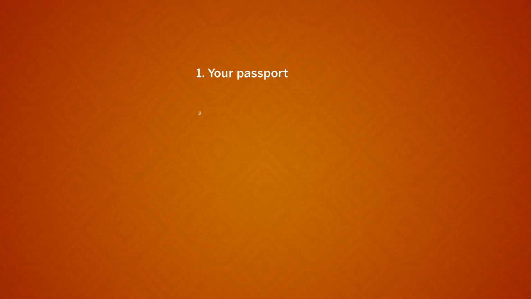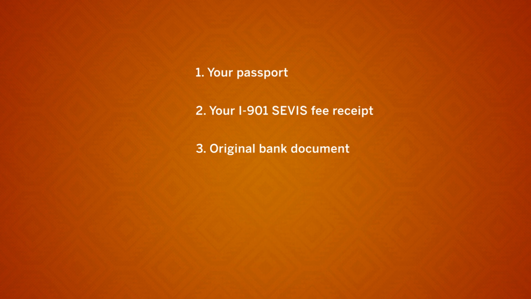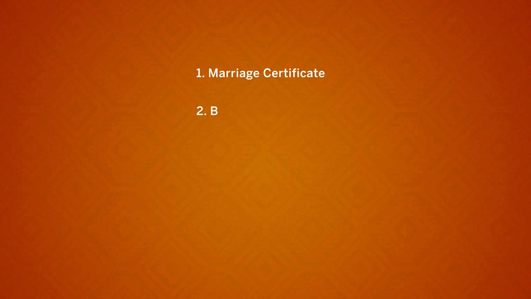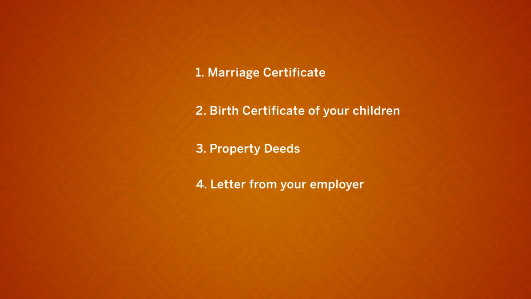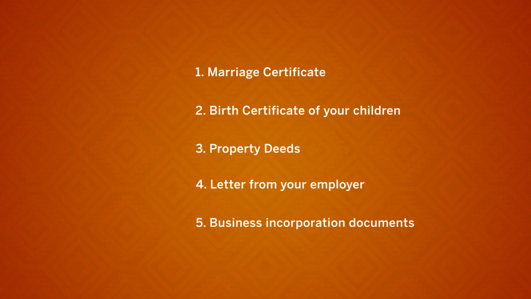Be sure to check the website of your local embassy, as each embassy may have different requirements. You will definitely need to bring your passport, your I-901 SEVIS fee receipt, original bank documents, your I-20, and your acceptance letter. If you have proof of connection to your country, you should bring that as well. This might include a marriage certificate, birth certificates of your children, property deeds, a letter from your employer, or business incorporation documents. Once again, be sure to check the local embassy website for all requirements. Study the information there. Be prepared.